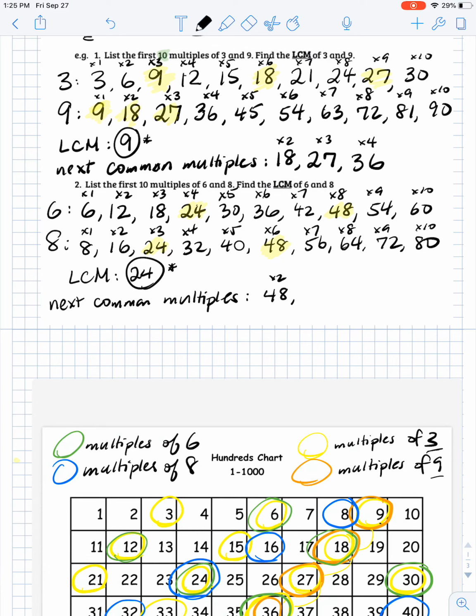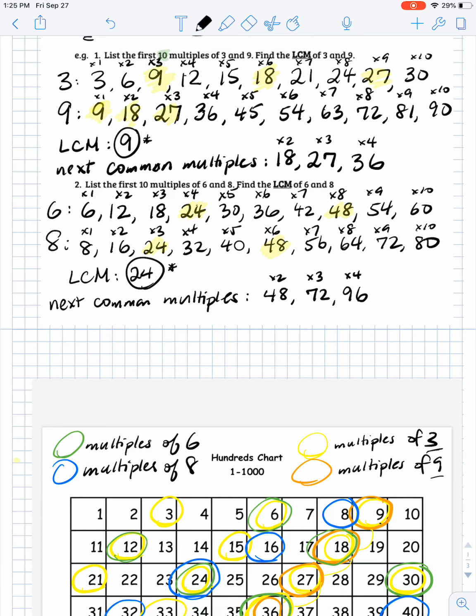And then after that, 48 times 2, or sorry, not 48 times 2, that would be 24 times 3, which would be 72. And then the last one would be 24 times 4, which would be 96. So those are strategies in which you could find the multiples of numbers.